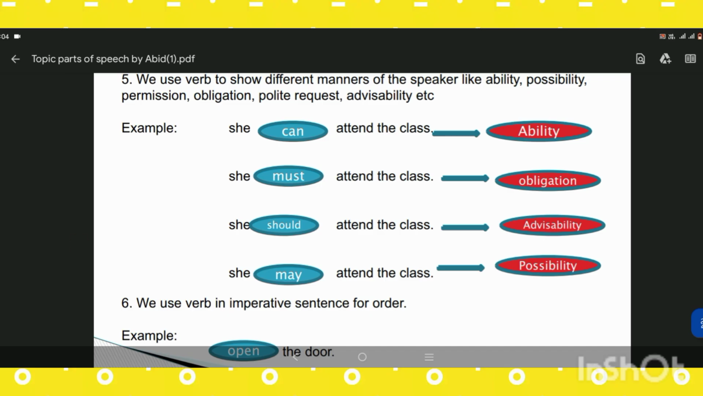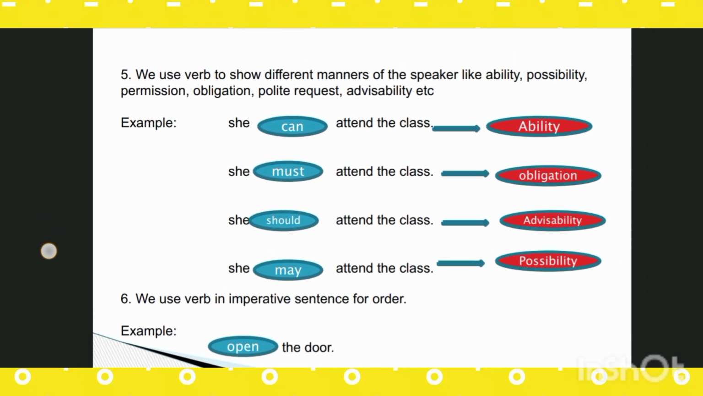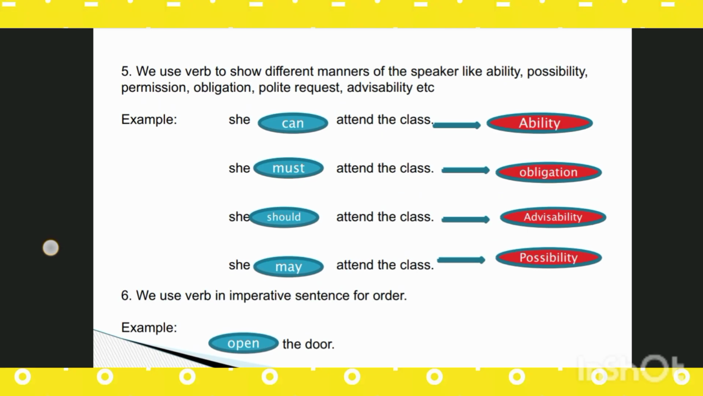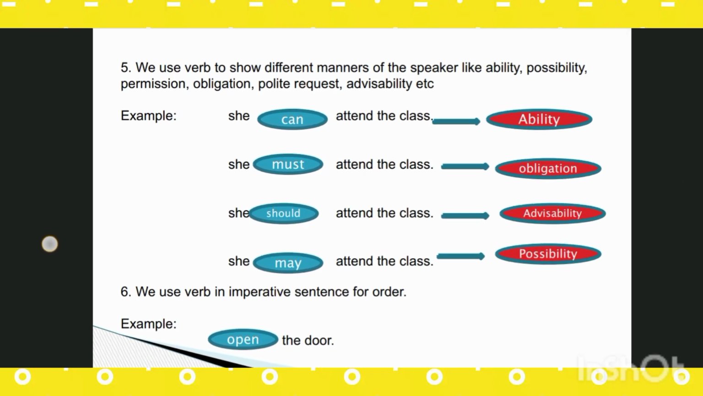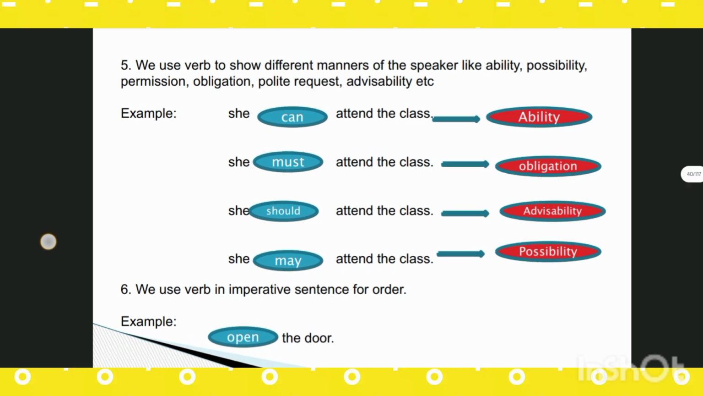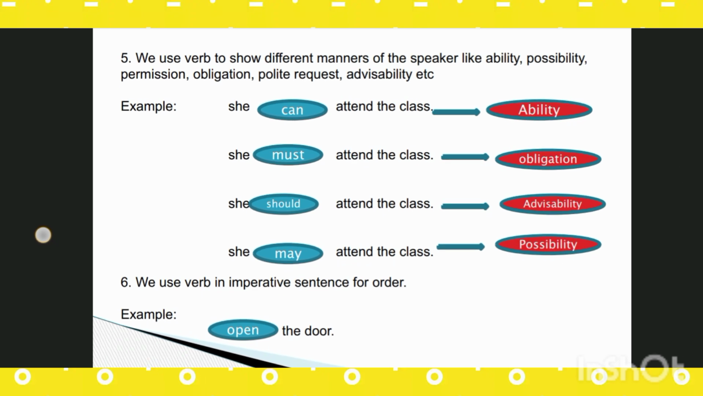We have to clarify these different things. She must attend the class. With must, we show obligation. She should attend the class. It is advisability. And she may attend the class. It is possibility.